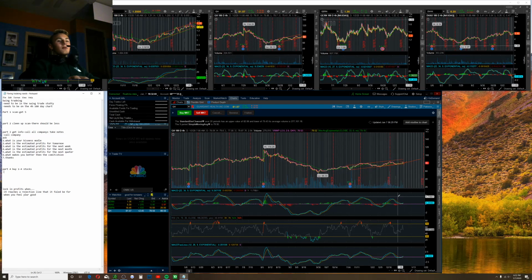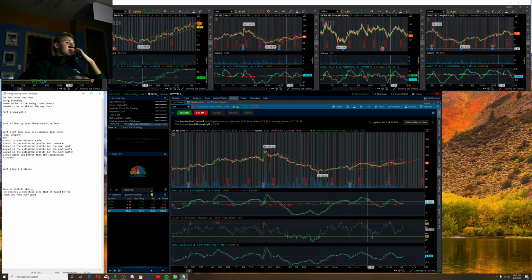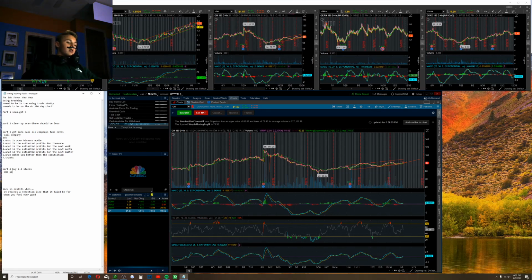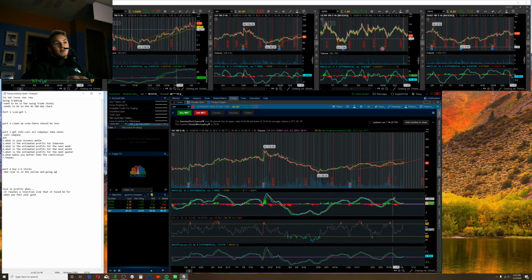So what you want to look for is a stock that has their DMA line crisply laid out like this, that their DMA line is in the yellow and going up. So that's one of the main things that you want to look for.